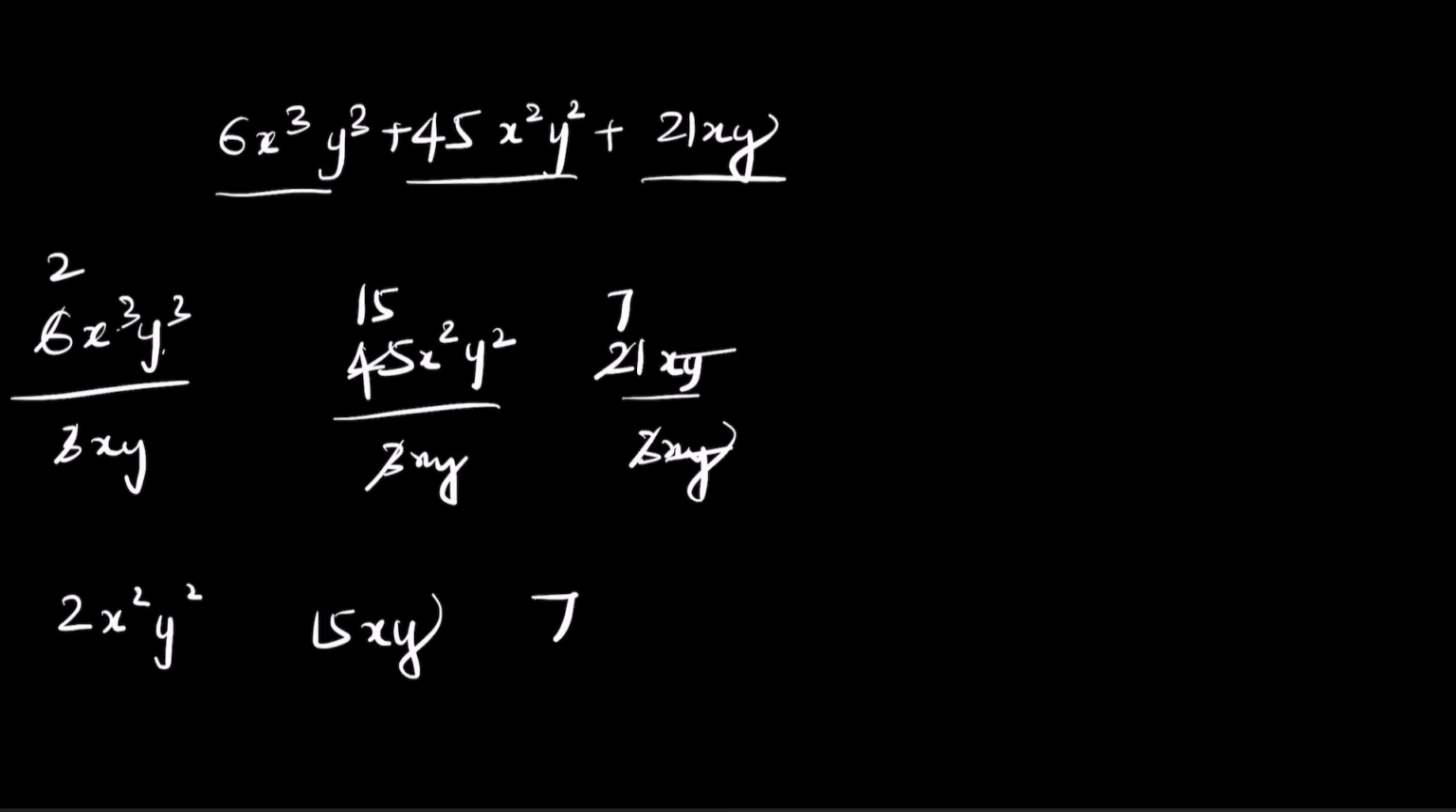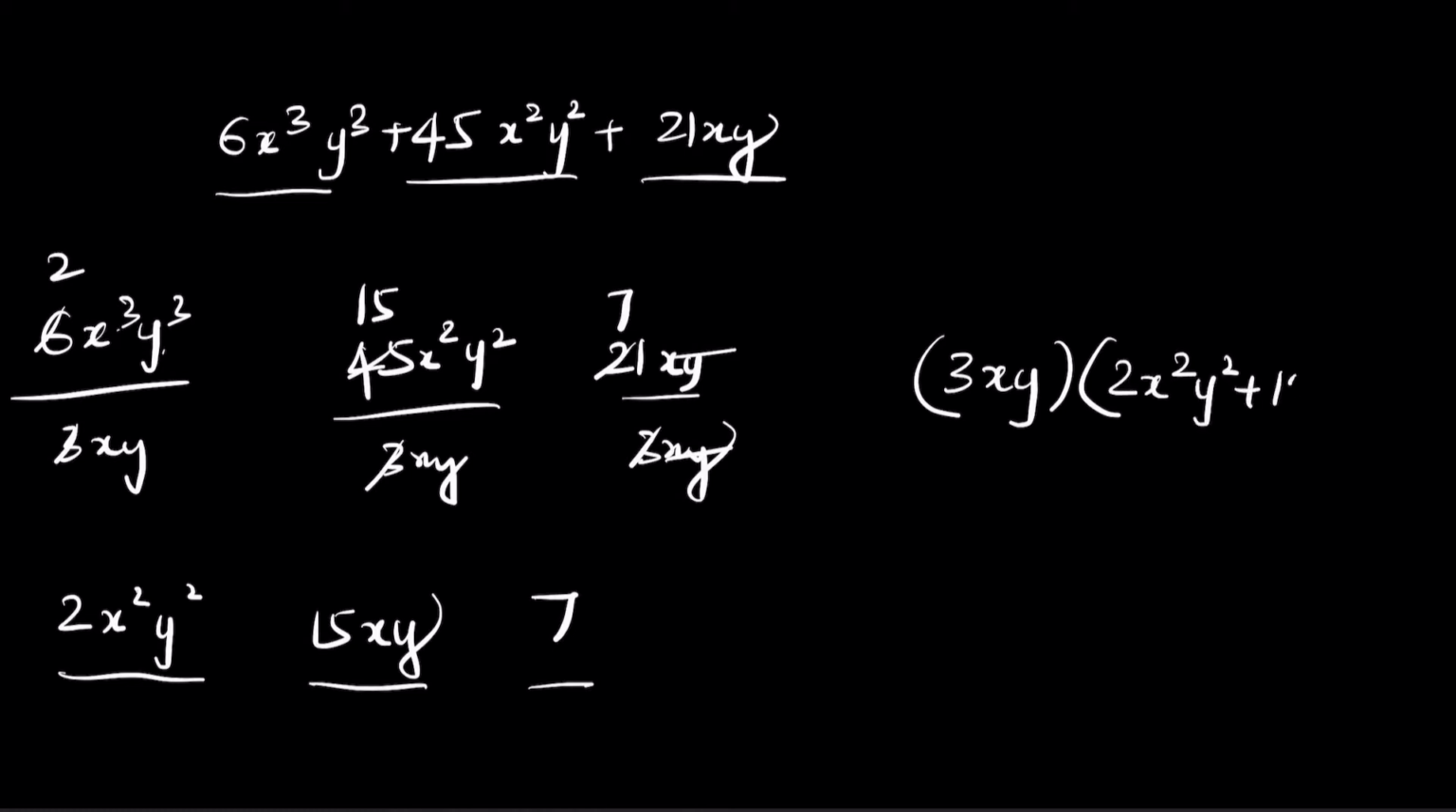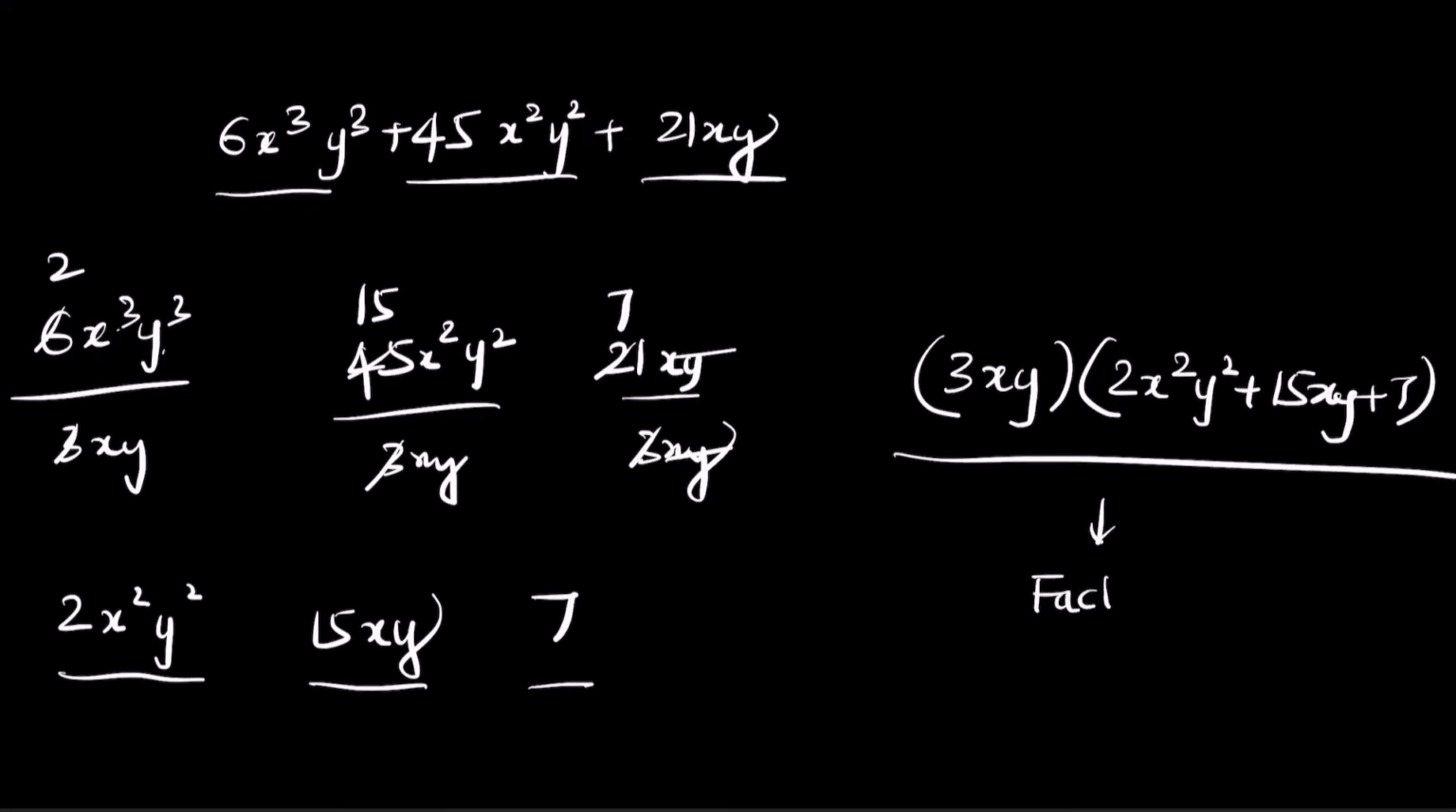Now write down the expression in this way. Write down the GCF in one parenthesis, and in the second parenthesis write the individual factors that you have divided and found. So which is 2x square y square plus 15xy plus 7. This is how you factor using the GCF.